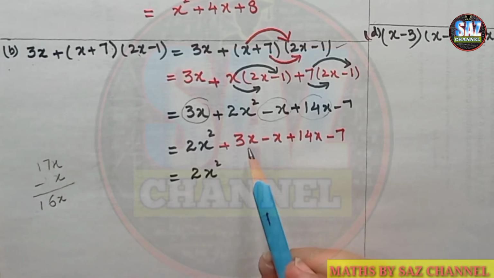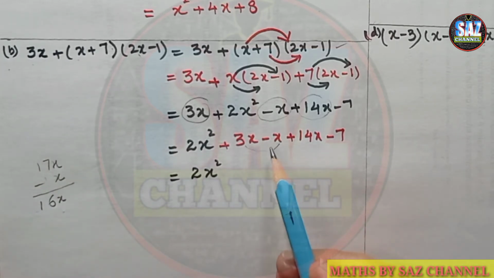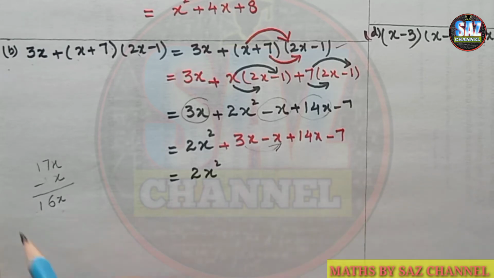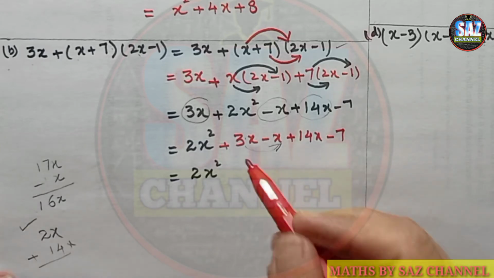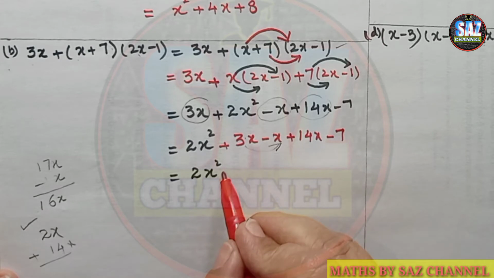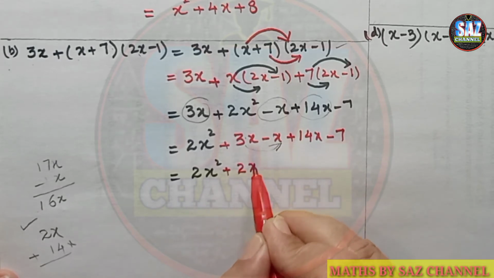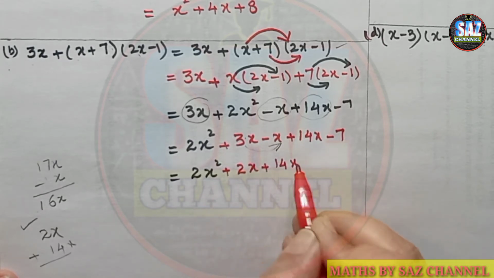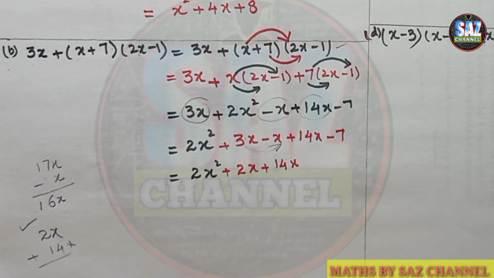16x. Or what you can do is that you can simplify 3x and x first, that will give you 2x, and then you can add it up with 14. In both cases the answer will be 16x. Okay, so what we are going to do is that first of all I'm solving 3x with x, that will give me 2x plus 14x, and 7 will be coming as it is.